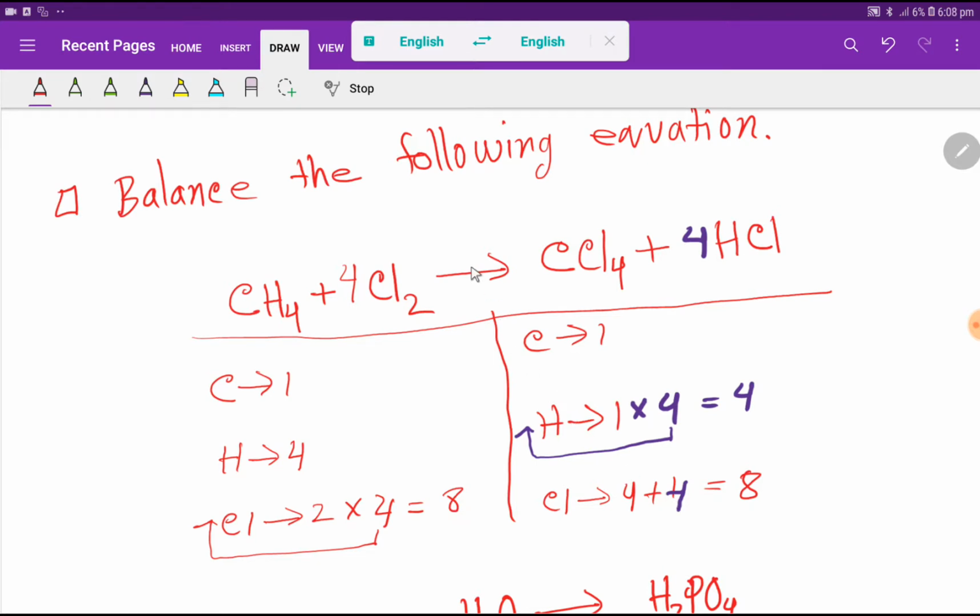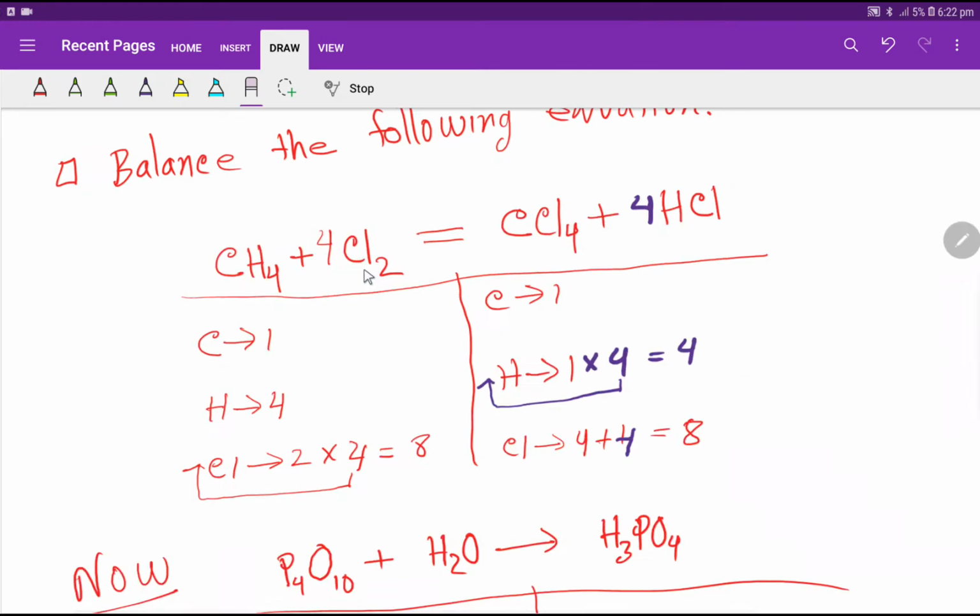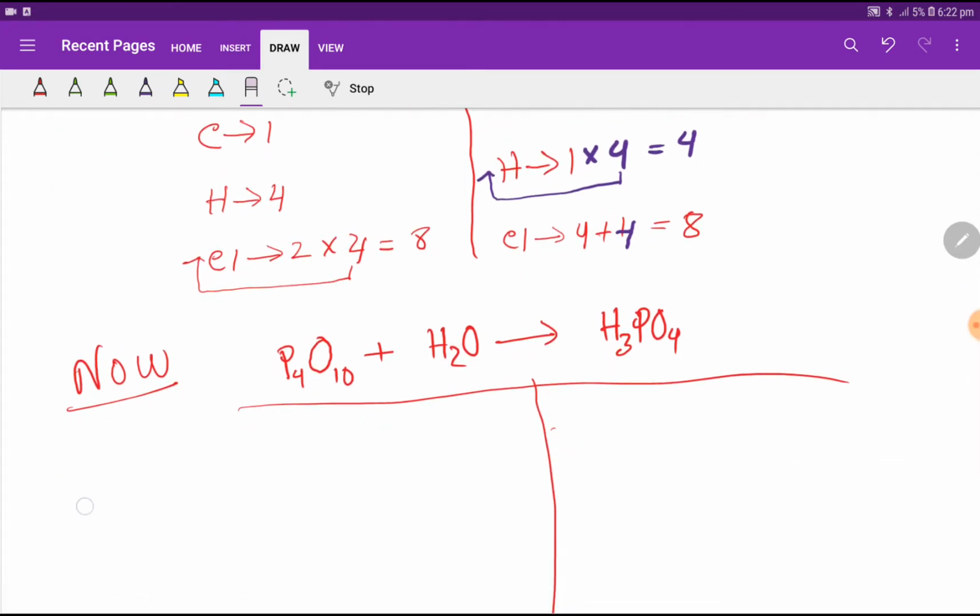At last you can change this arrow sign to an equal sign. This is the balanced equation, right? Look, we haven't changed the subscript. We just changed the coefficient, right? This is the subscript. We haven't changed the subscript. Just to balance the chemical equation, we have changed the coefficient. Actually, by changing the coefficient, you can balance chemical equations.